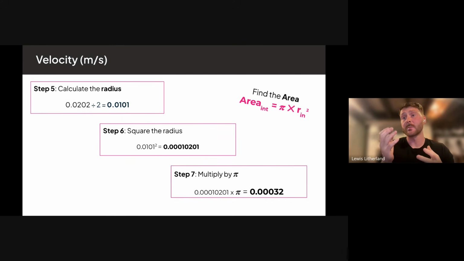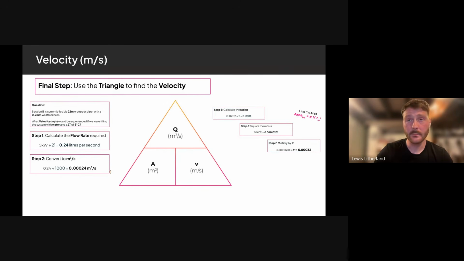And then finally, we're going to multiply that by pi. Again, key point, we're in meters here, so it's 0.00032. And it's just that calculation. We're just putting those numbers into that calculation. There are a lot of calculations to remember. Just make sure they're written down when you're doing the actual test on this one.